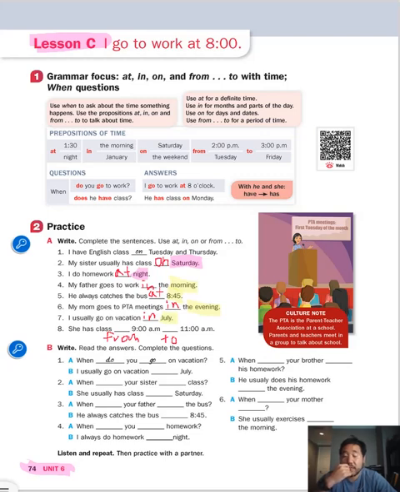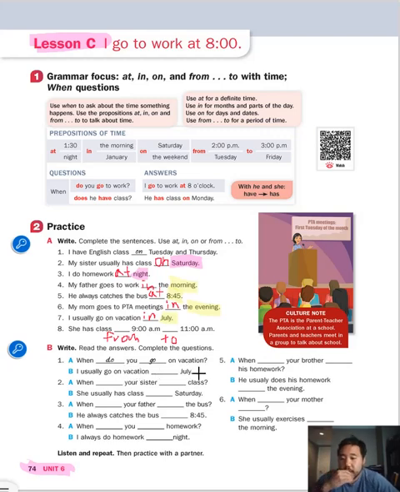Finally, check your prepositions of time. Is it a specific time? Is it a month, parts of the day? Or is it days and dates, seasons? Now, let's go over the exercise. Here we go. So number 1, when do you go on vacation? I usually go on vacation blank July.